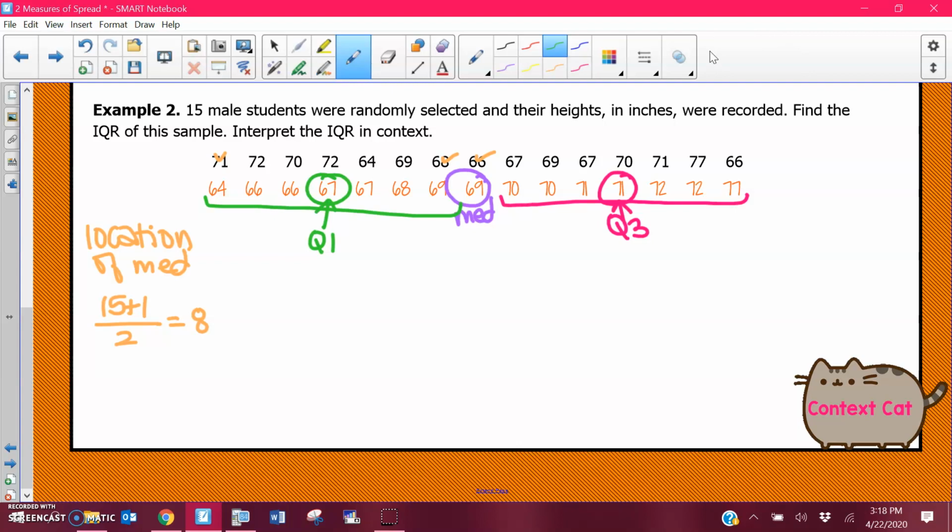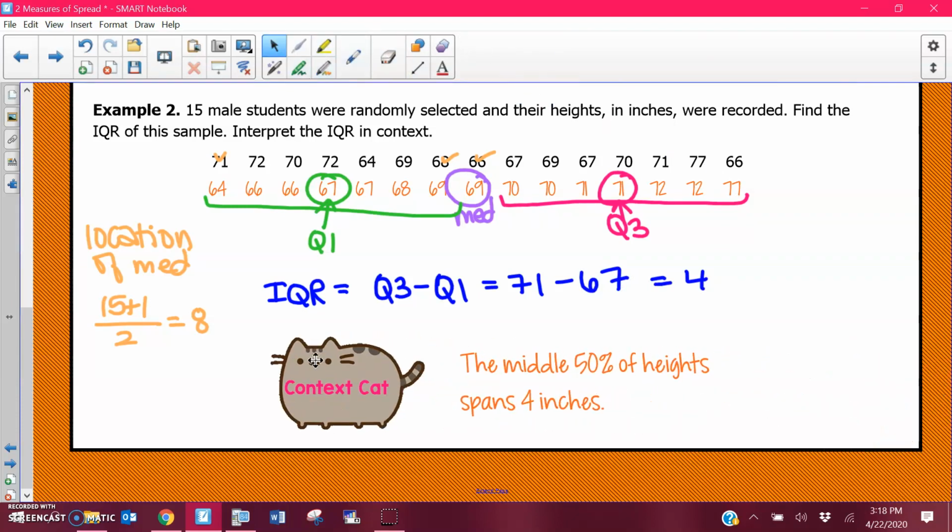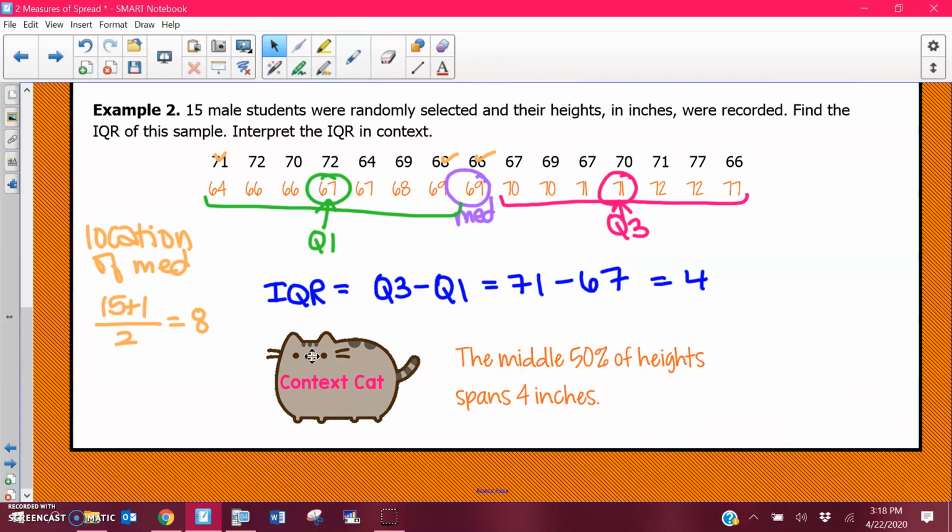In order to find the IQR, the interquartile range, you're going to take Q3 minus Q1. We found Q3 was 71 and Q1 was 67, so that equals 4. In context, what that means is that the middle 50% of heights span 4 inches. So the middle 50% of my sample goes between 67 and 71, and that spans 4 inches.